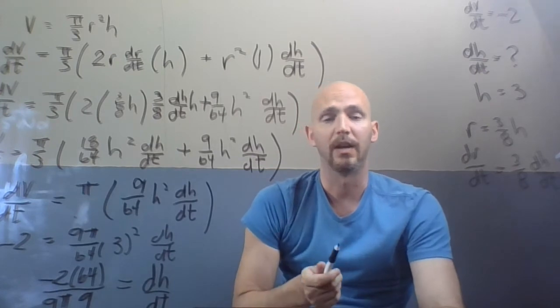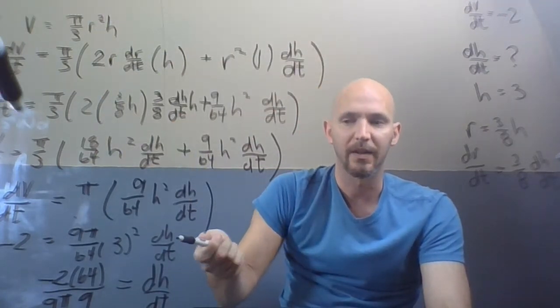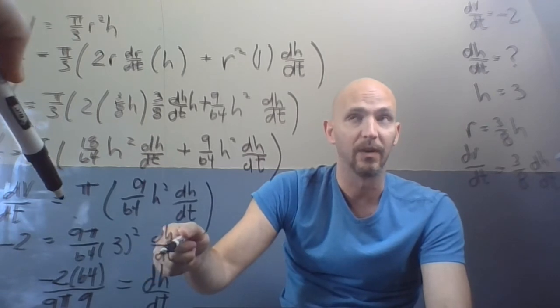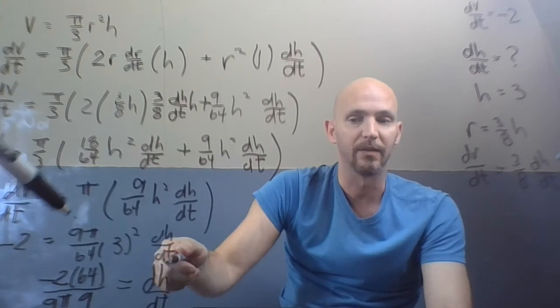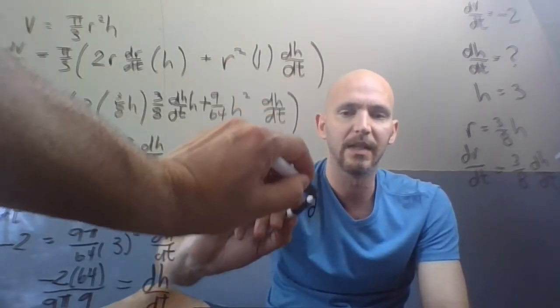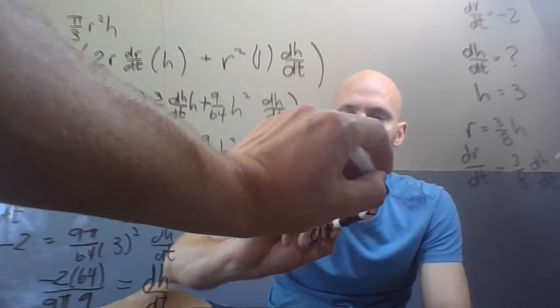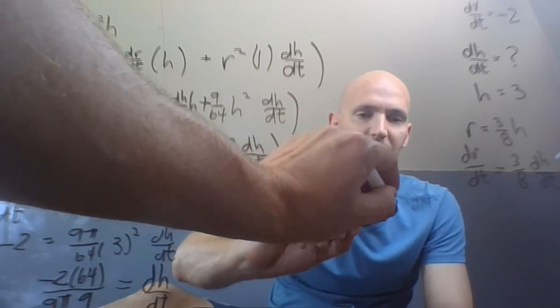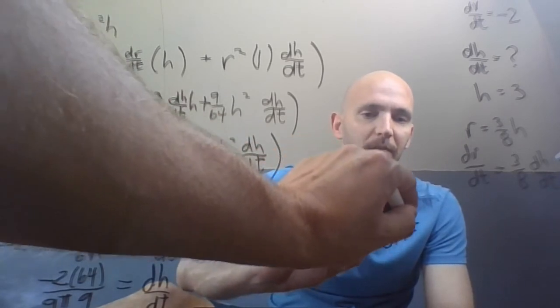Okay, so the grand total there: 2 times 64 is 128, and 9 times 9 is 81. So if I were to move this up here, we've got dh by dt is negative 128 over 81 pi.